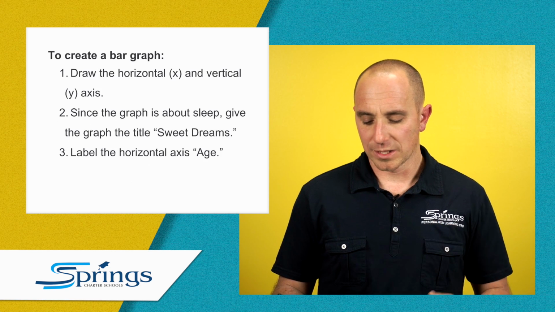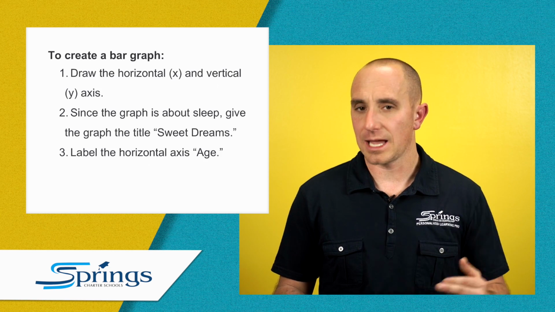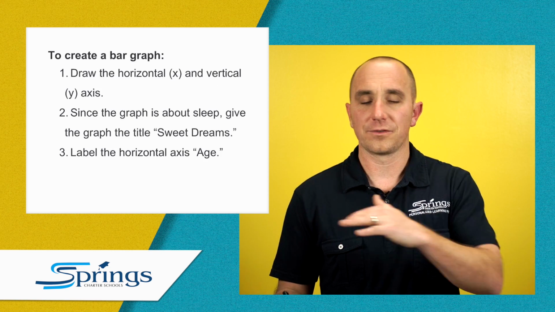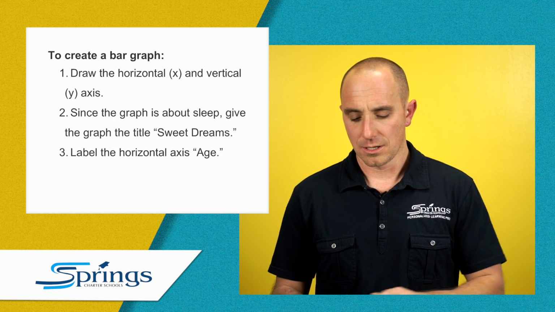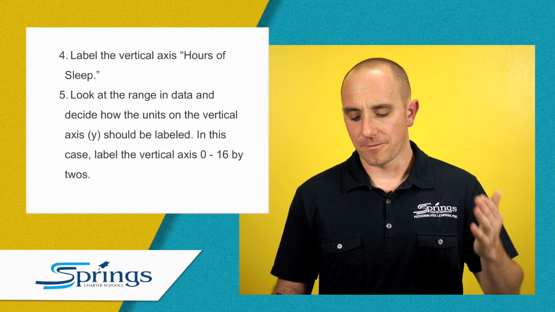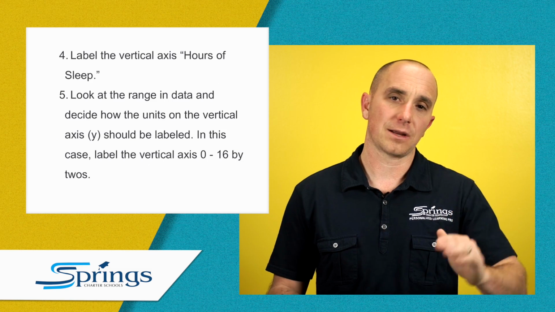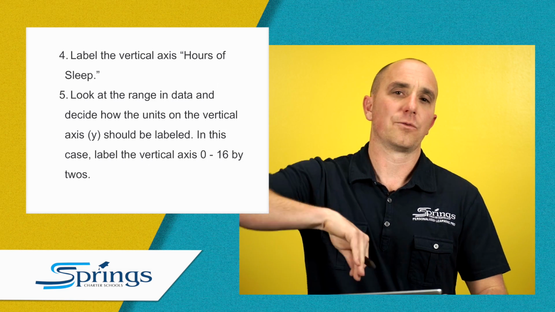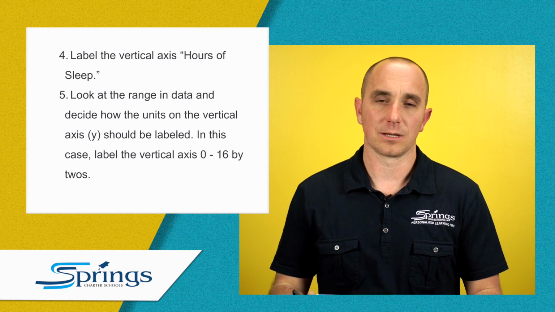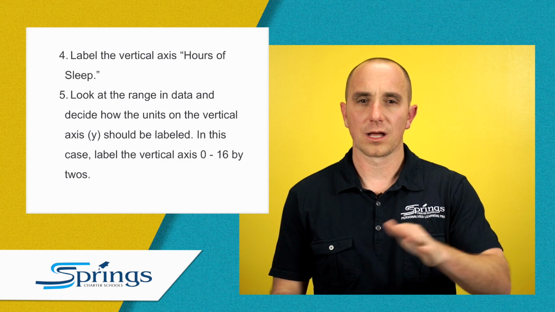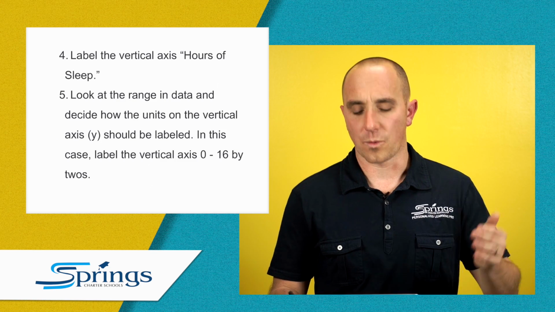The third step is we're going to label the horizontal axis with the age. So under the x-axis, you're going to write age. And then step 4, we're going to label the vertical axis with the hours of sleep. On the y-axis, on the left, I turn my paper around and write it up the side where it says hours of sleep. So the age group is on the bottom and the hours of sleep going up the y-axis.